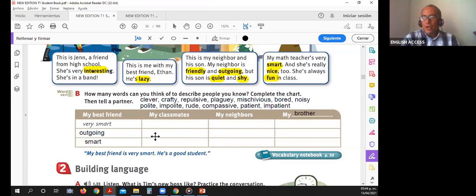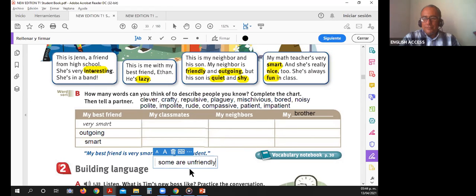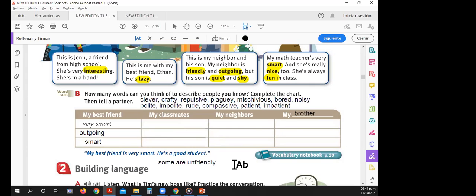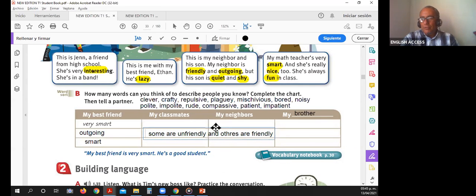You can say it like this. Some are unfriendly. And what else? Algunos son así. And some are friendly. Some are unfriendly, and others are friendly. Algunos no son amigables, pero otros sí son amigables. Okay, very good. Friendly, unfriendly, as the one we have here.